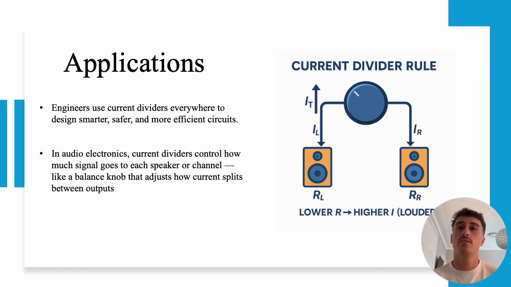Engineers use current dividers everywhere to design smarter, safer, and more efficient circuits. In audio electronics, for example, they control how much signal goes to each speaker, like a balance knob that splits current between the left and right channels. They are also used in sensor and power distribution circuits to ensure each branch receives the correct current. It's simple in theory, but critical in practice.